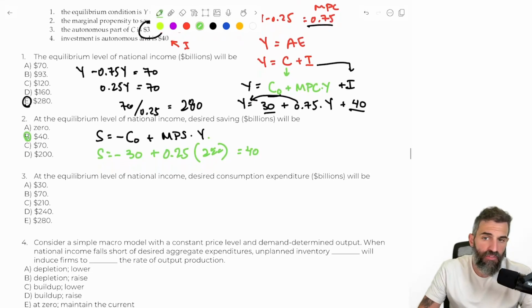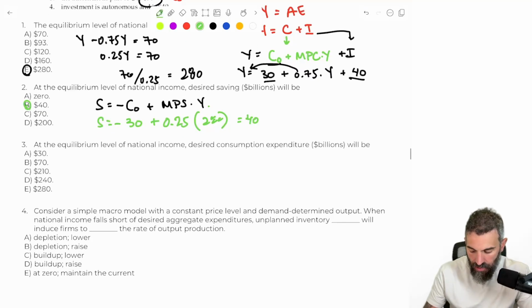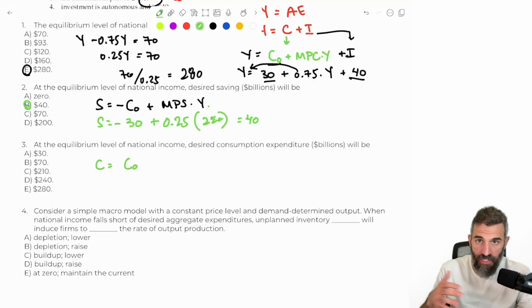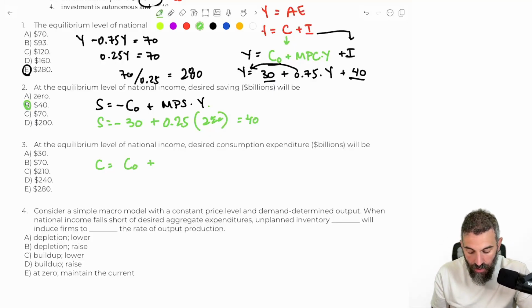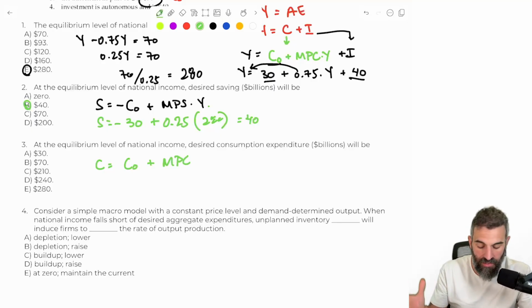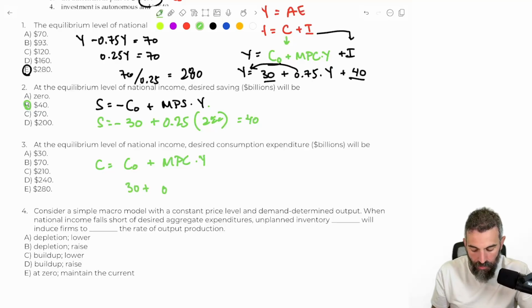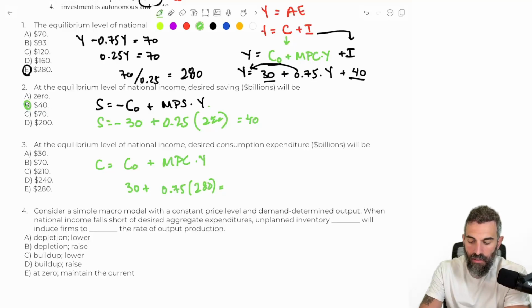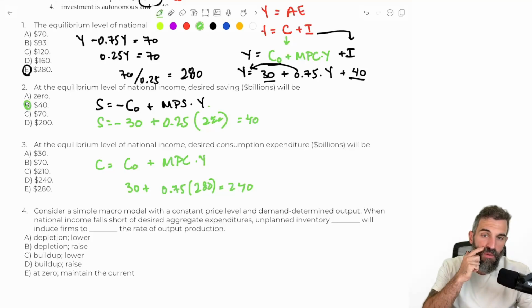At the equilibrium level of national income, so at that 280, what is desired consumption? Okay, same thing. Your consumption function is your autonomous consumption, the money you're going to spend regardless, plus your induced consumption, which is your MPC, your marginal propensity to consume, times your income. So 30 plus 0.75 times 280 is 240.